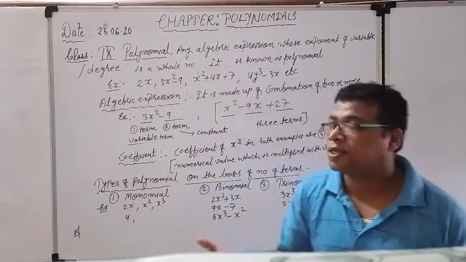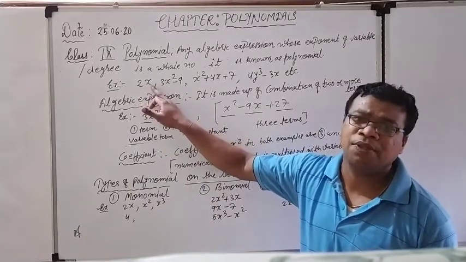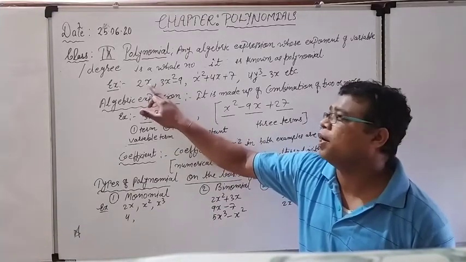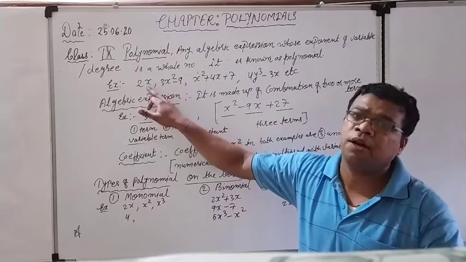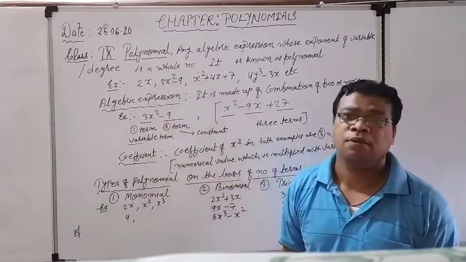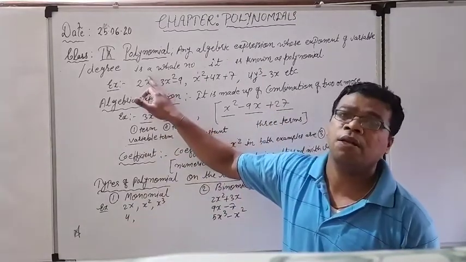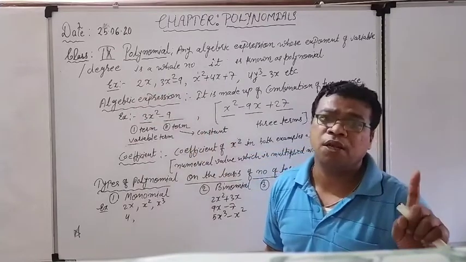For example, you can see 2x. 2 into x, only 2x is there. This is the only expression, no problem. Only one term is there. 2x means one term. See the power of x. What is the power of x here? 1. Because it is 1, that's why it is hidden. It is not written, but the power of the variable is 1. 1 is a whole number.